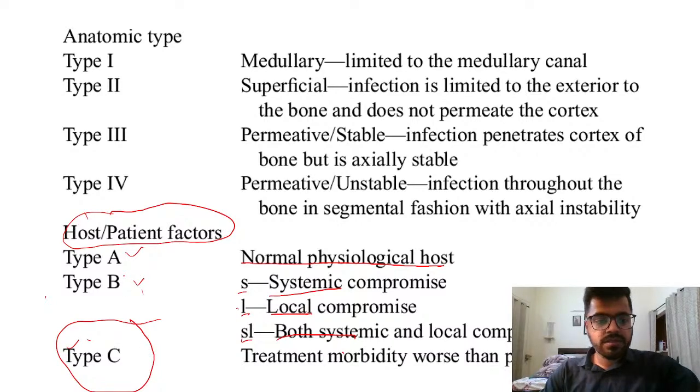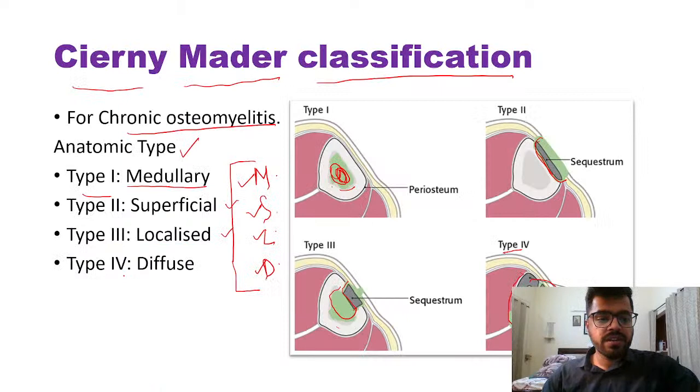So that's classification of chronic osteomyelitis. Anatomic type 1, 2, 3, 4. That is 1 is medullary, 2 is superficial, 3 is localized and 4 is diffuse. As we have discussed with the mnemonic MSLD.